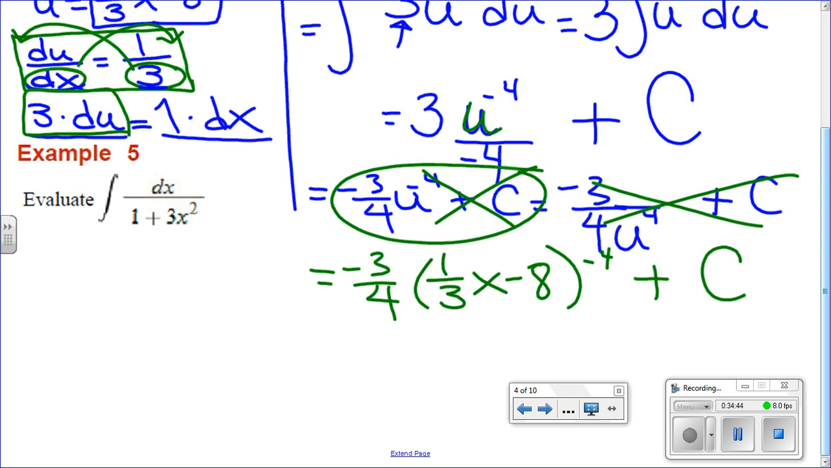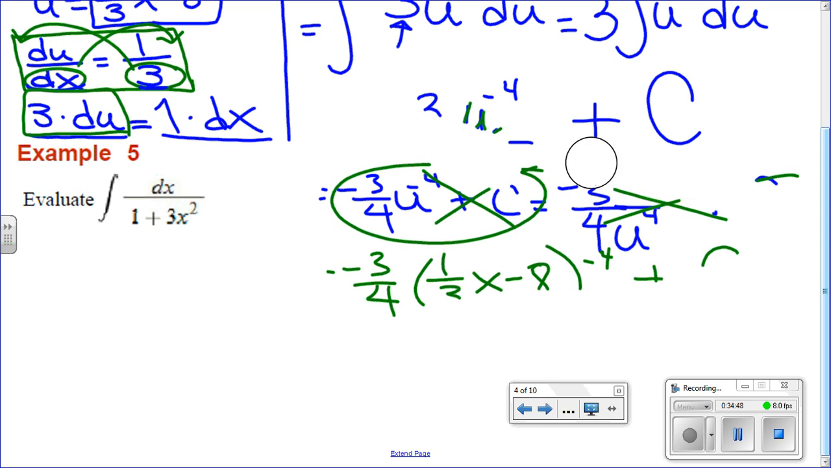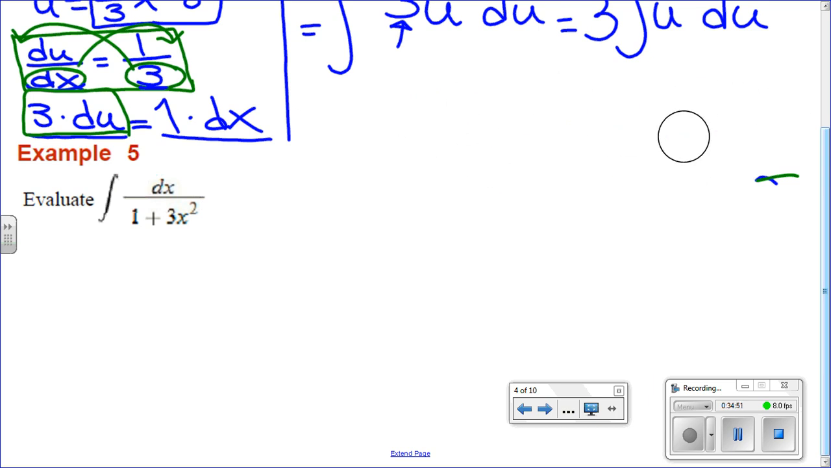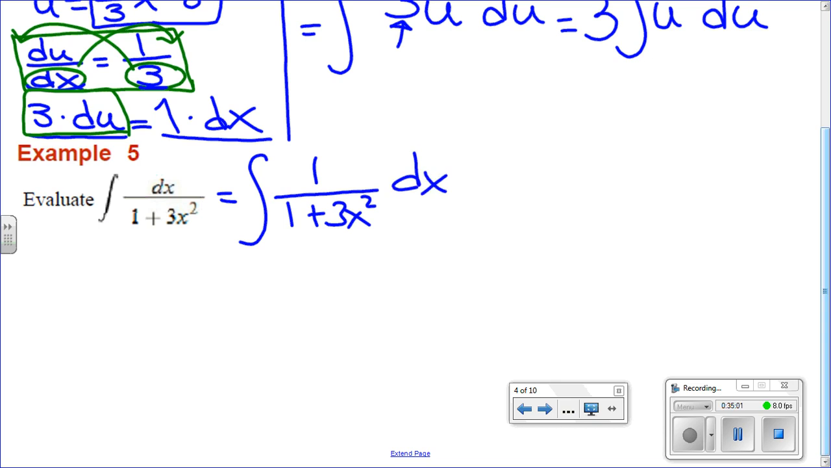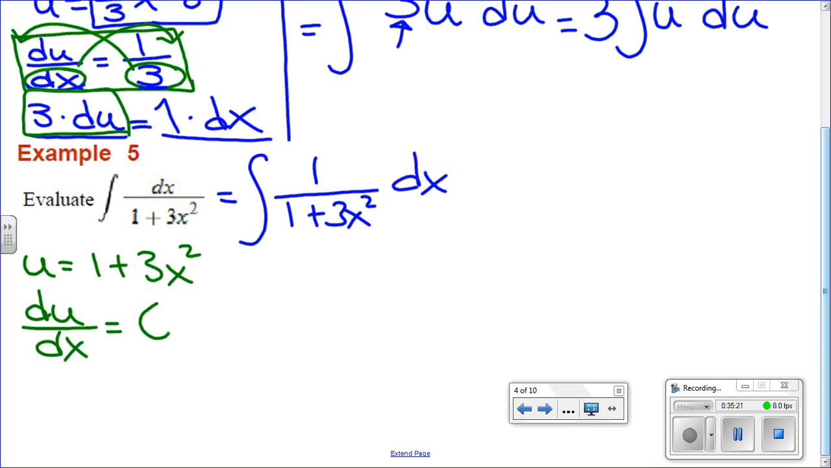This one here, it looks a little bit weird because it also has the dx there, right? But now you know how to rewrite it so it looks a little friendlier. So let's do that first. So the integral of 1 over 1 plus 3x squared dx, just like that. And I think you know very well what u is going to equal. What is u? 1 plus 3x squared. Okay, now if that is u, then du dx is going to be 6x. That's it. Or we could also say du is equal to 6x dx.